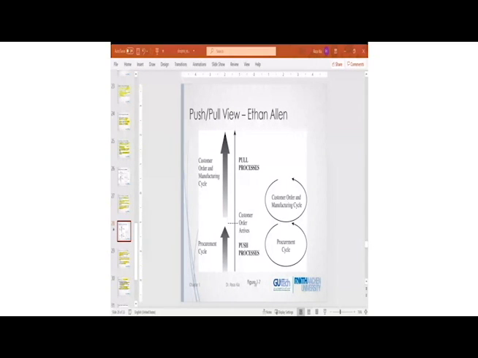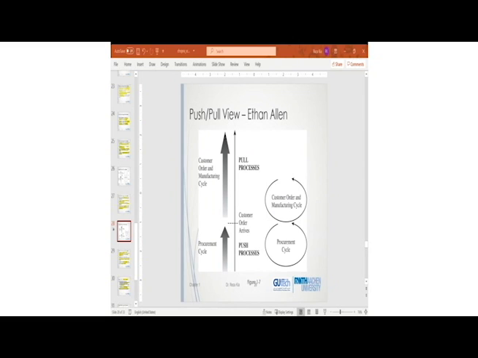Yes, Hamide, go ahead. My question is, can we say, for example, when we want to customize a product, we always should go for the pull view, or when we are going from the supplier to manufacturer, we always should use the push view? This is a good question, and I would say that in most cases, the answer is yes, but still it depends on some other factors.